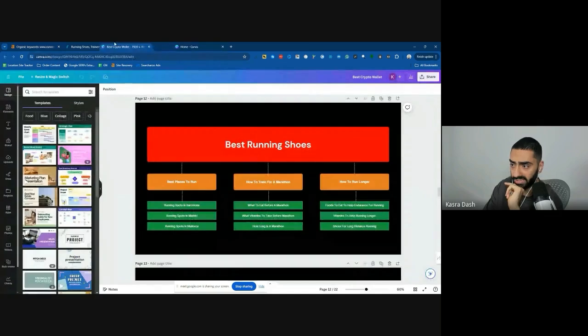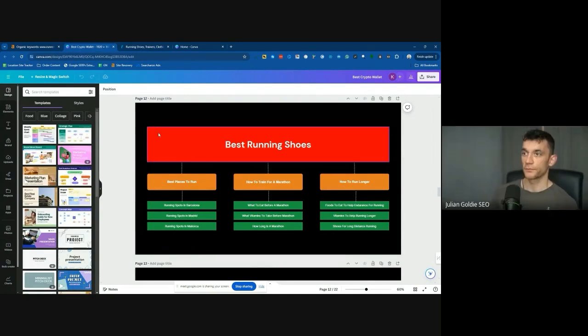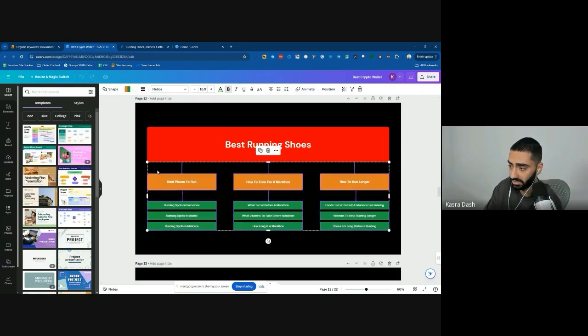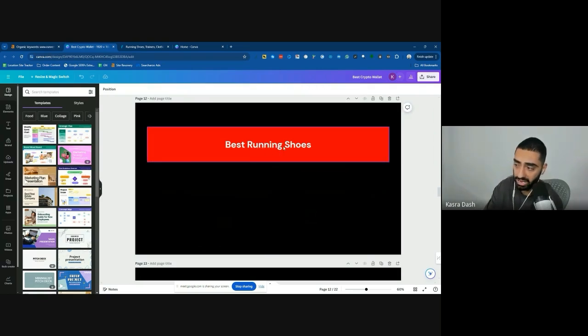But what I did want to show you guys is a diagram of how they've structured their website, right? For example, what a lot of people would do is they would only go after best running shoes, and they would go after what I like to call the bottom of the funnel keywords.